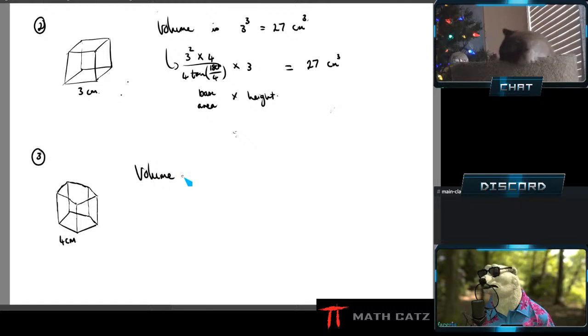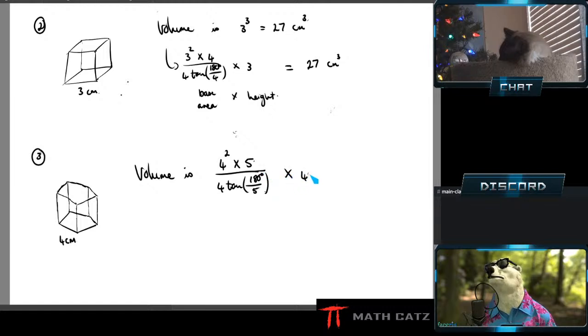Volume is area of the base times the height. So, area of the base, well, it's a regular pentagon: side length squared, number of sides, 4 is always a 4, tan of 180 degrees over sides, which is 5. Then times height, which is also 4 because it's regular. Could have a different height, but it doesn't in this case. Now, yes, I can make this a little bit simpler here. I have one of these 4s cancelled with that bottom 4, and that's pretty much it.